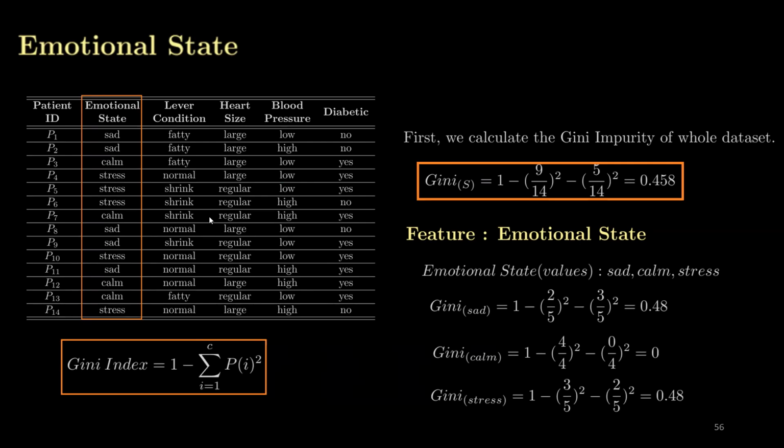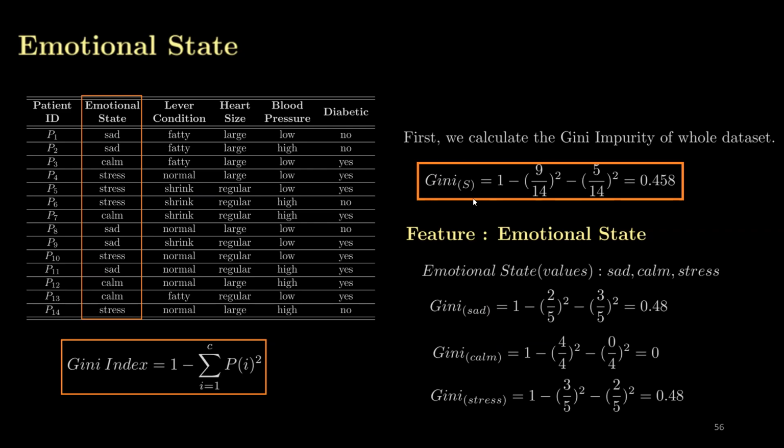So here, the first step is that I am going to calculate the Gini index of the whole data set. Remember the formula of information gain for a Gini index. The information gain will be the Gini index of the parent minus the weighted Gini index of each of the children. In that case, the Gini impurity or Gini index of the whole data set will act as the Gini index of the parent. And the Gini index of the children will be the Gini index of each of the values inside the emotional state, that is sad, calm, and stress.